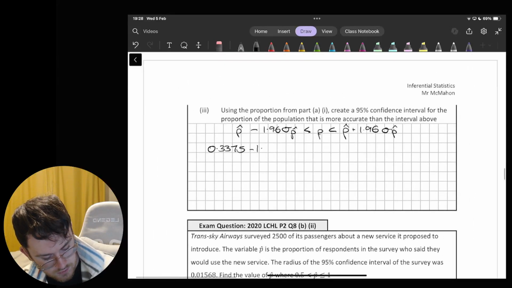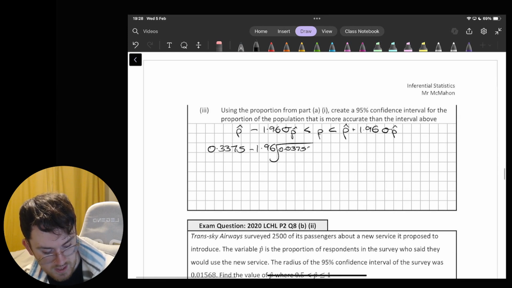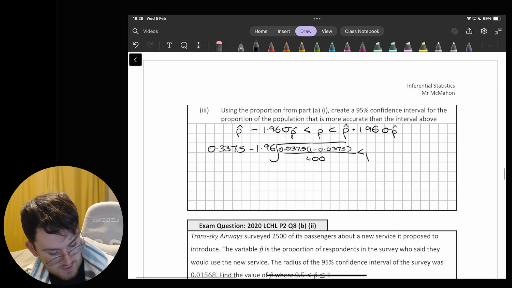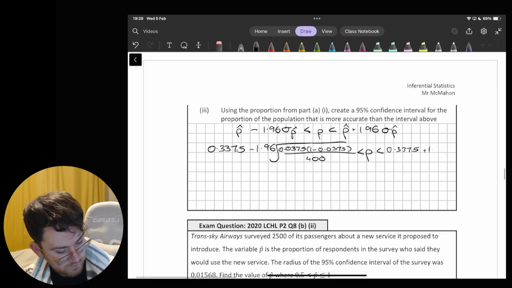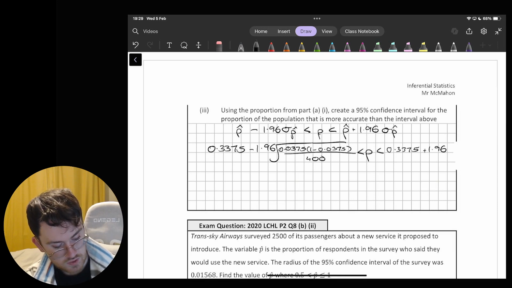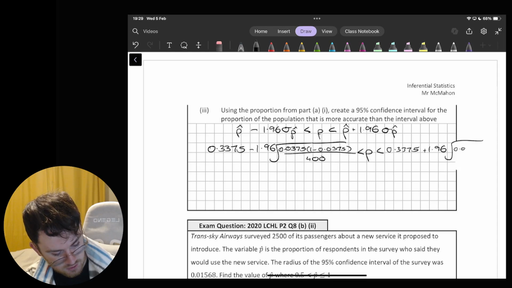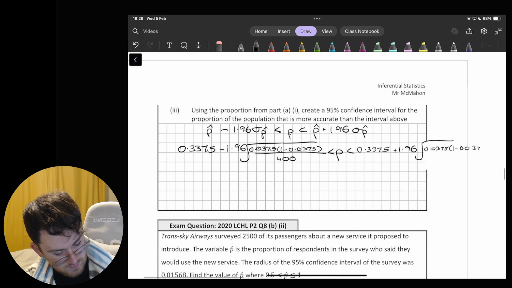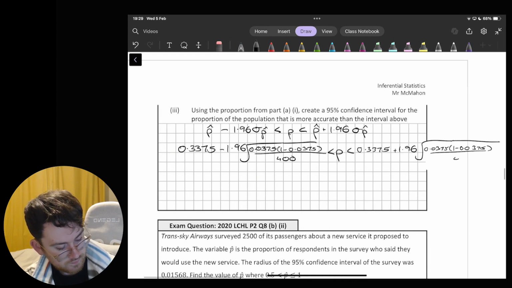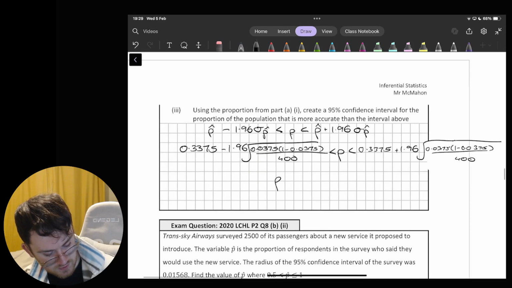0.3375 minus 1.96 times the square root. I'm using p hat within this formula again. We know that it does say p in the formula and tables book. However, p is generally unknown. So because of that, we will use p hat here to approximate its value. 1 minus 0.3375 over 400.